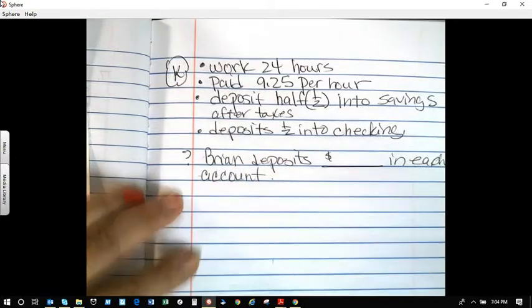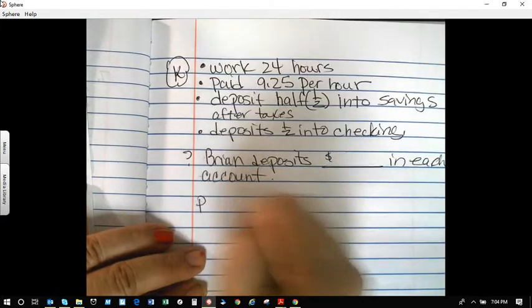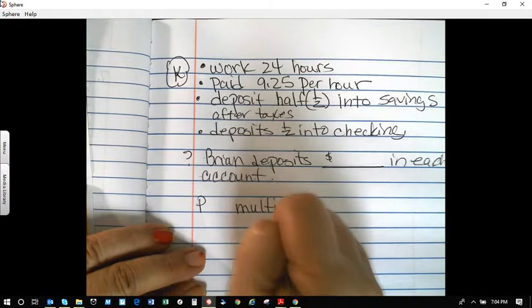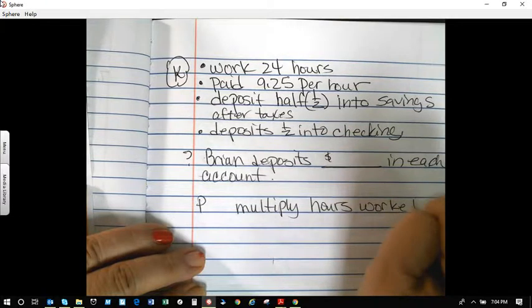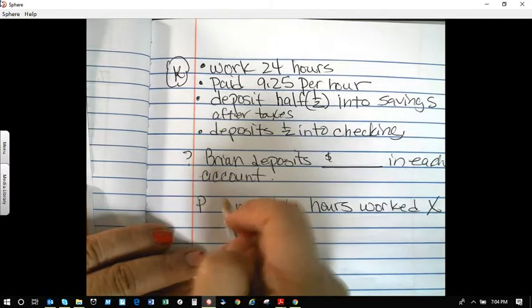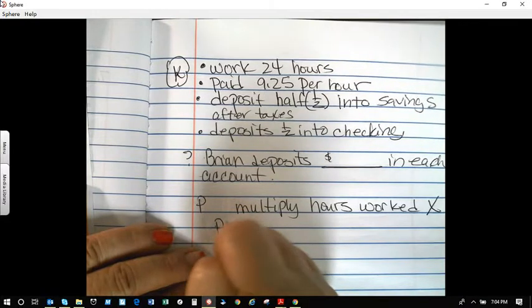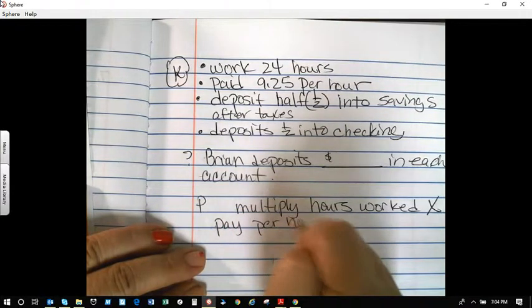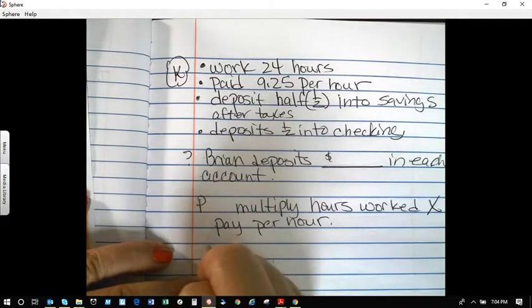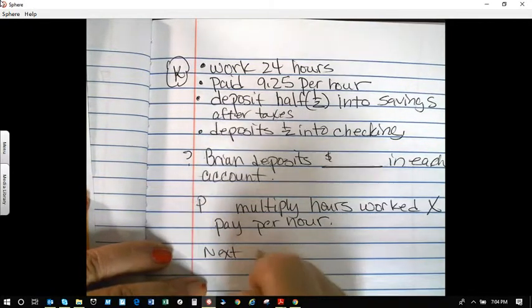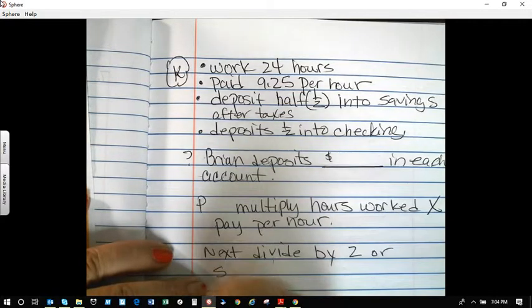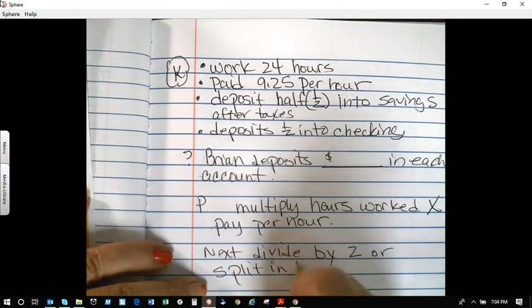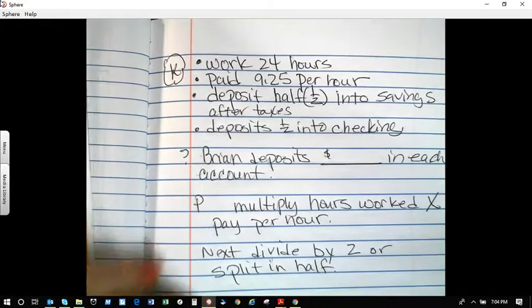All right, so now first things first. My plan is to multiply hours worked times pay per hour. Next, divide by 2. Or split in half. Okay? Now let's do that.